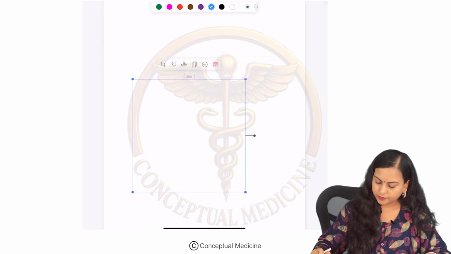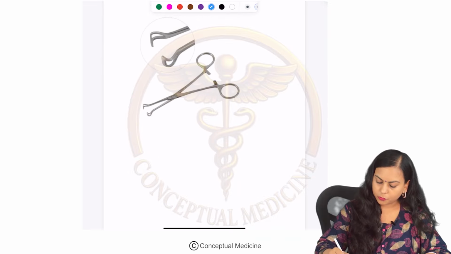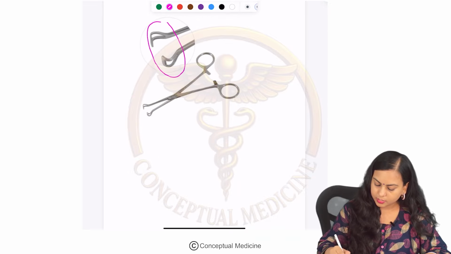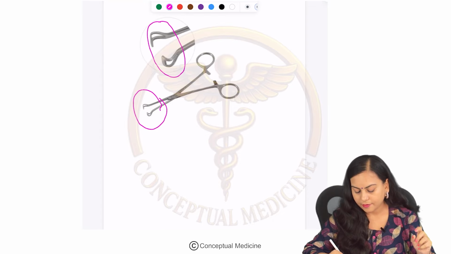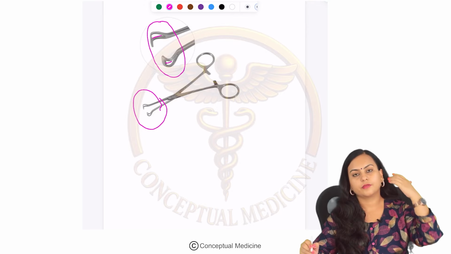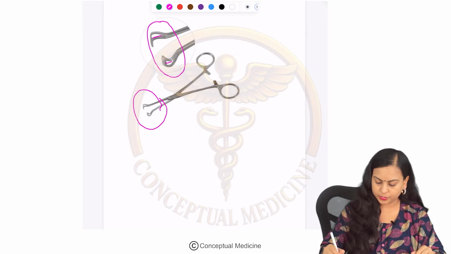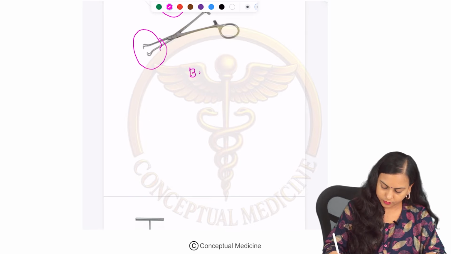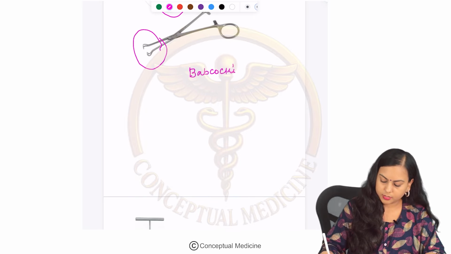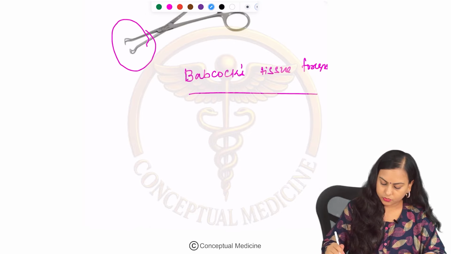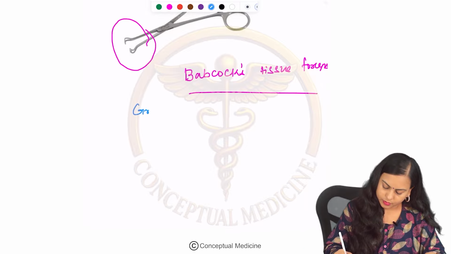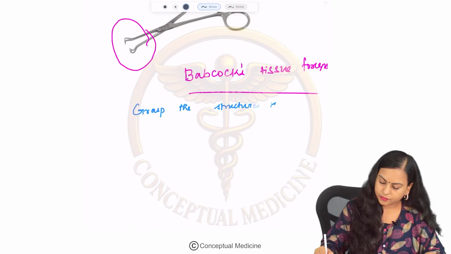So this instrument is a Babcock forceps. You have to see the tip. How is the tip? So you will have a fenestration in the center. That means it is a Babcock forceps. So this is Babcock's tissue forceps. This is basically used to grasp the structures where gentleness is needed.